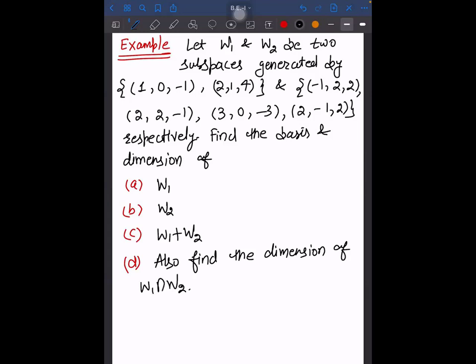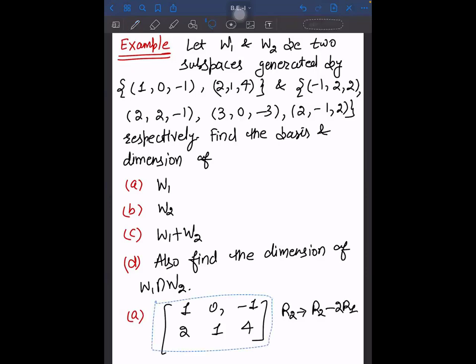Why? I'm going to tell you. First of all, the A and B parts are the same, we don't have to worry about them. So let's see how it works. For the A part, you take these vectors into consideration, and now you apply R2 minus 2 times R1. So let me take this to the next page.